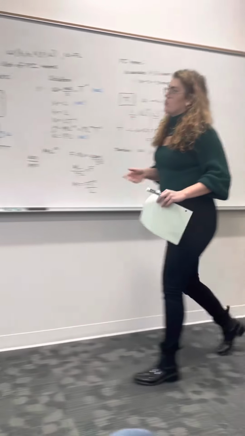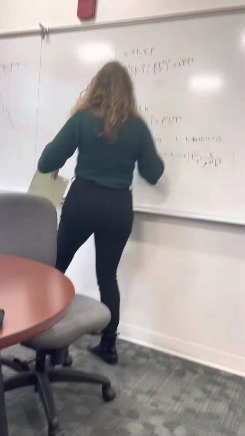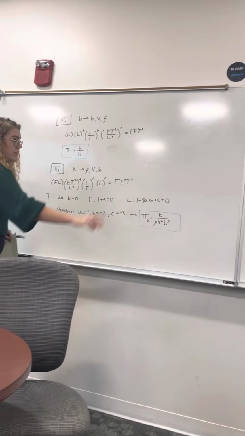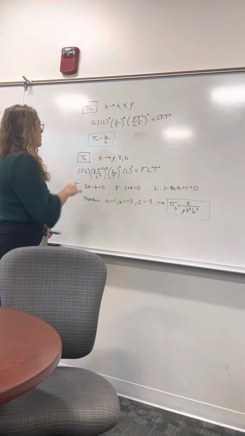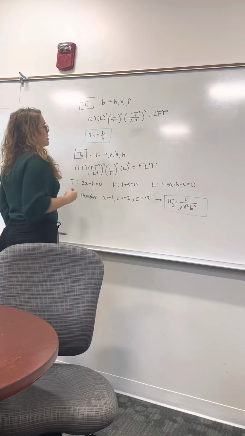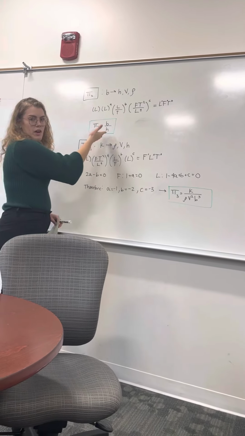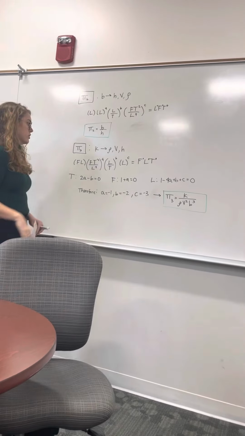And so now we need to go to our second pi term, which we can see our next non-repeating term is our base unit. So that is in terms of length. And so this one you can set these up, but it's pretty obvious that for length you're just going to have to divide it by height. So I didn't set up a system of equations for that one.